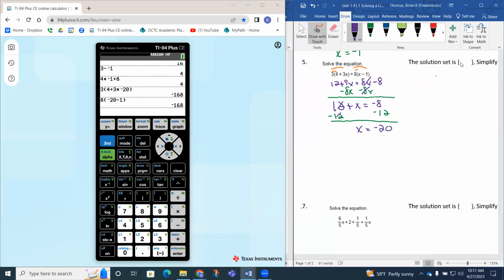So in our little braces, we're going to just put a -20 in. So we don't have to put x equals -20. When you're using braces, we just write it as the -20. So don't put the x there.